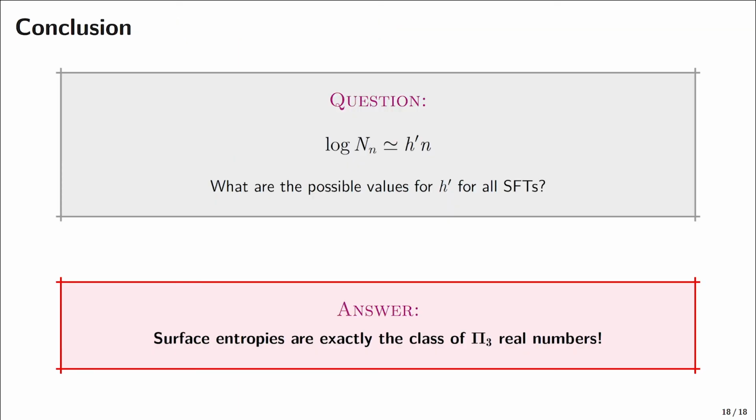So now, let me conclude. I asked the following question. Imagine you have a two-dimensional subshift of finite type whose complexity function grows linearly. What are the possible values for this coefficient, for its surface entropy? And the answer is this one. Surface entropies of these subshifts of finite type are exactly the lim-sup of right-computable real numbers. Indeed, if you have this coefficient, it is a Π3 real number, and you can realize any Π3 real number as the surface entropy of some subshift of finite type.